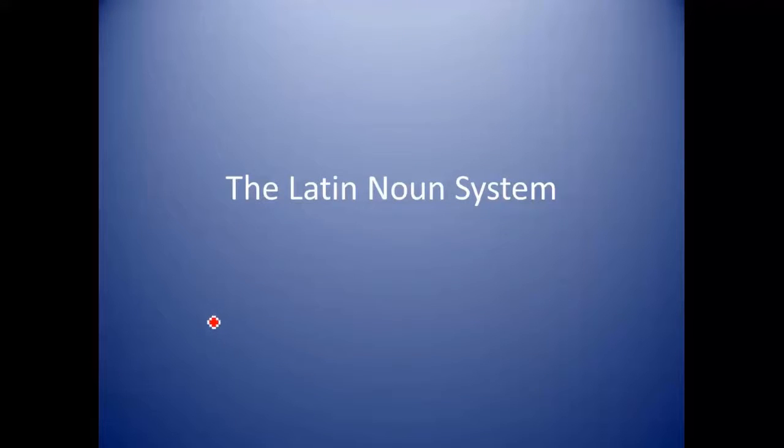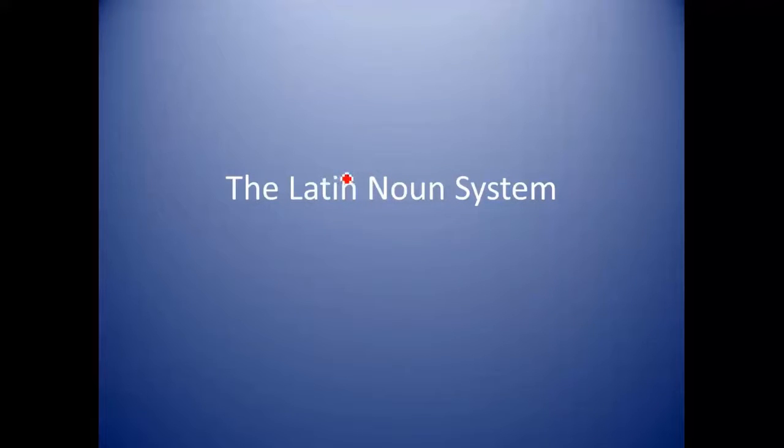This lesson is going to introduce you to the Latin noun system. The two main parts of speech in Latin are nouns and verbs. Nouns, if you remember from grade school, are words that represent persons, places, things, and ideas. So woman, man, dog, cat, freedom, those are all nouns.